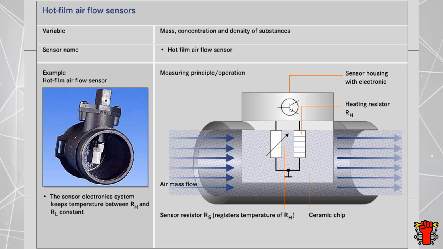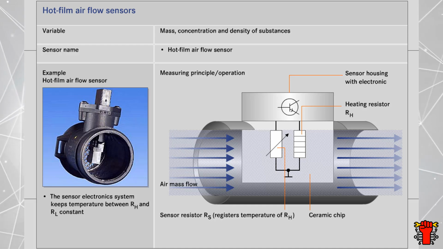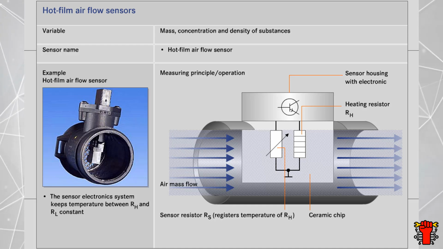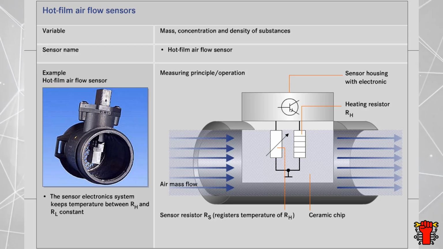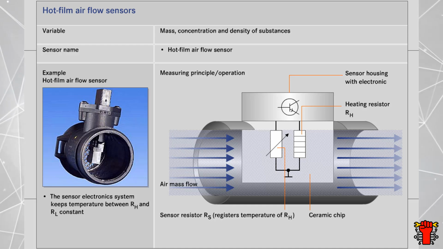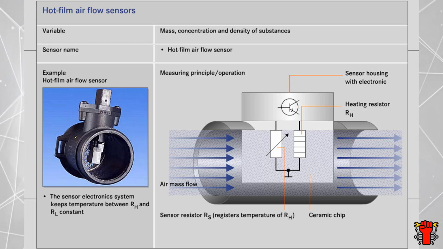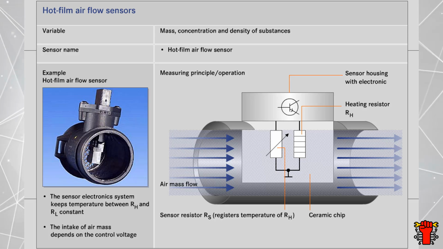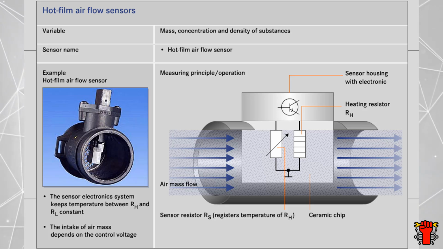The sensor's electronics regulate the temperature at the heating resistor by varying the voltage. If the air mass flow changes, the amount of heat transferred by the heating resistor to the air flowing past it also changes. The electronics detect this change in temperature and readjust the voltage at the heating resistor until the set temperature is reached again. This control voltage is used by the engine control module as a measure for the intake air mass.